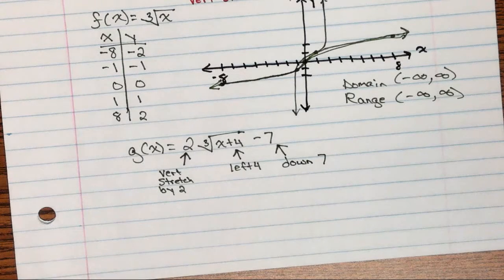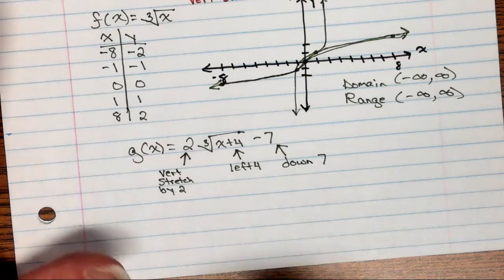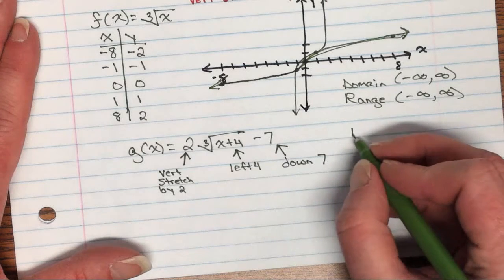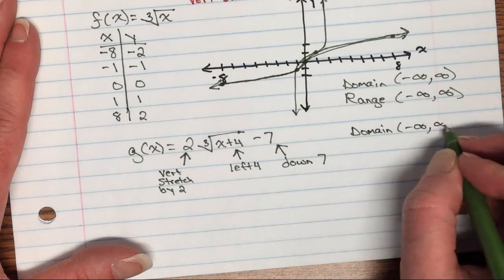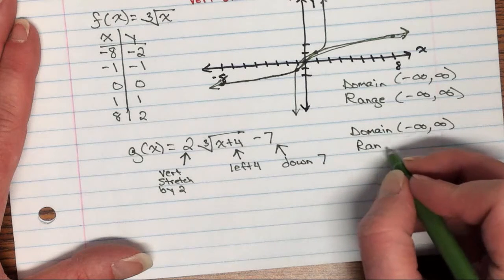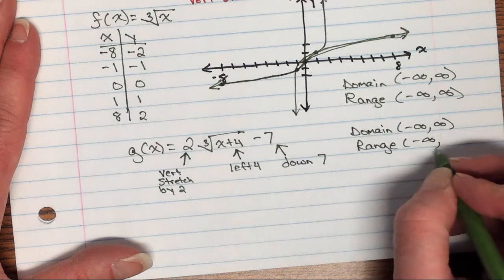One of the really nice things about cube roots and cubics is that even if you shift them up and down and stretch them and all that stuff, it really doesn't affect the domain and range. The domain is still negative infinity to infinity, and the range is still negative infinity to infinity.